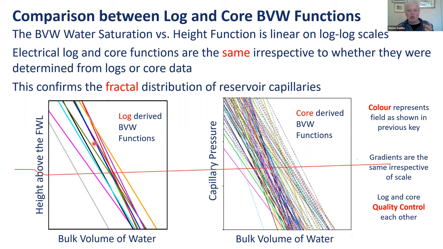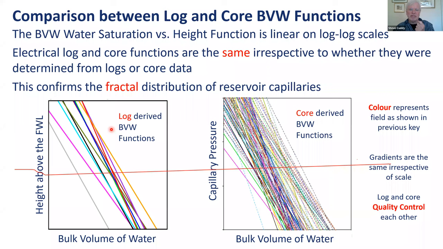And what you notice is that the core derived functions are exactly the same as the log derived functions. This helps us QC our data. When you want to QC your core data, you should have the same BVW function from the logs as from the core. If not, then you maybe want to look for any fractures in your core plugs, or you want to look at any resistivity anomalies in your wells. So this is a great QC tool.